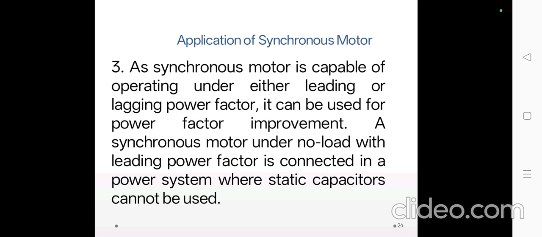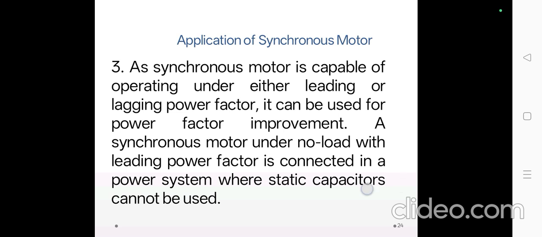Next one is the synchronous capacitor. Synchronous capacitor means when the synchronous motor is on no load and over excited, the power factor of the synchronous motor increases almost to 90 degrees and the motor runs at almost zero leading power factor condition. This is exactly identical to a capacitor. This is called a synchronous capacitor.